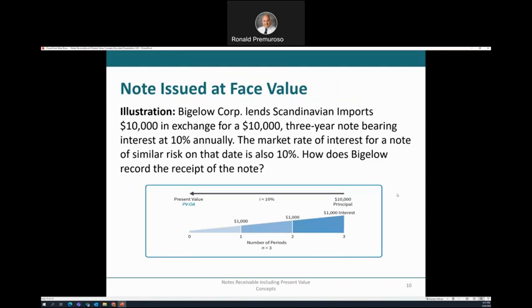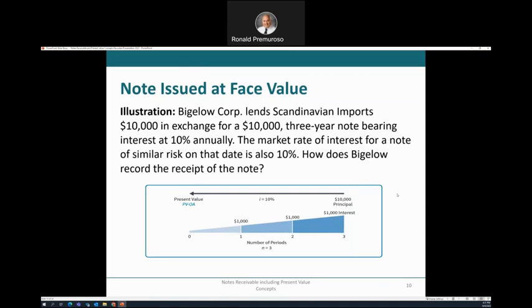So let's go through the easier one first, the simple one, which is notes issued at a face value. On slide 10, you can see Bigelow lends Scandinavian $10,000 in exchange for a $10,000 3-year note bearing interest at 10% annually. So that's the stated rate on the note. The market rate of interest for notes of similar risk on that same date is also 10%. So you should remember from slide 9 that this note is going to be recorded at its actual exchange amount of $10,000.